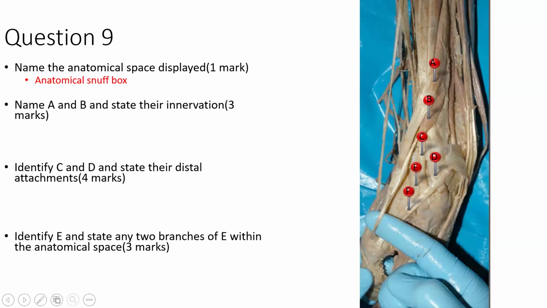I can see people saying A is abductor pollicis longus. And what is B? Extensor pollicis. I can see brevis, others longus. So what is what? Is that the brevis or the longus? Yes, I think it's the brevis. It's not the longus. Guys, please know the boundaries of the anatomical snuff box.